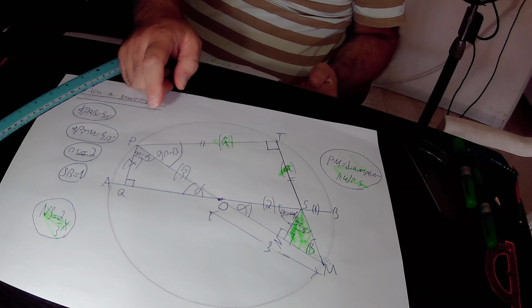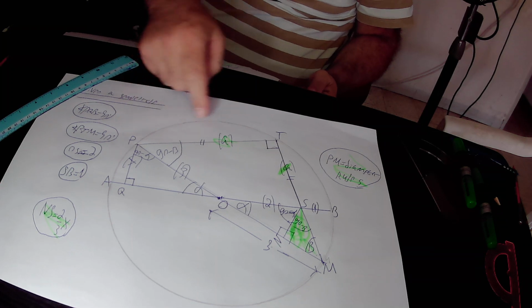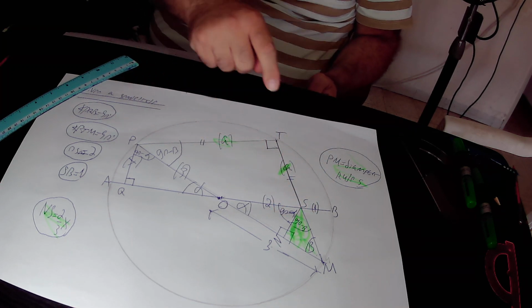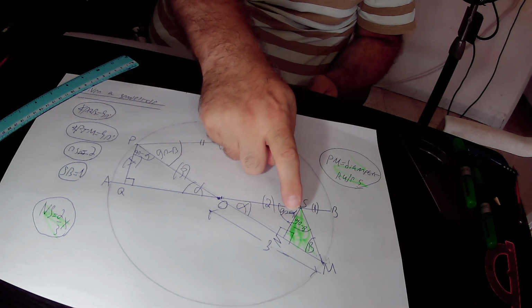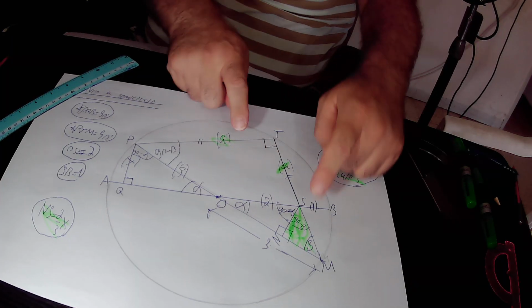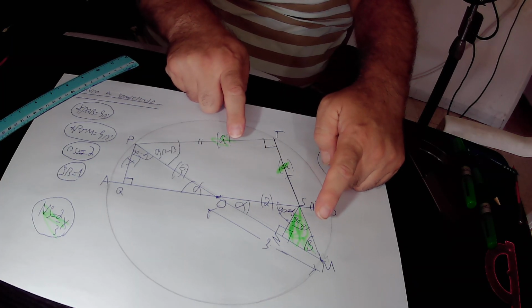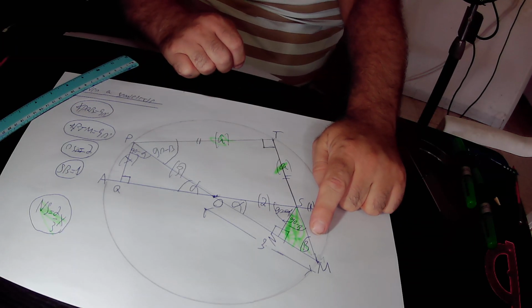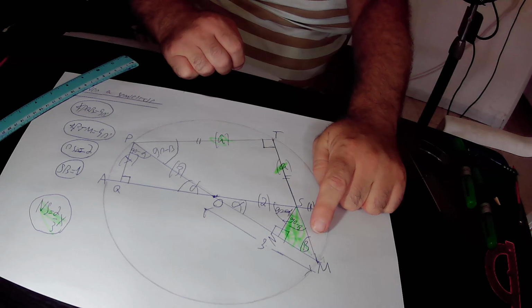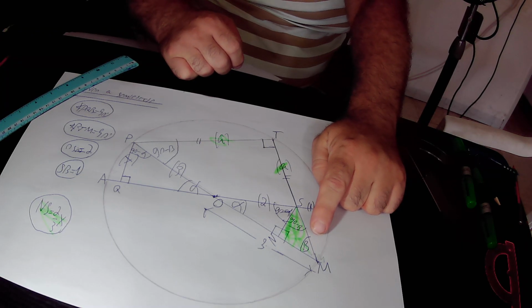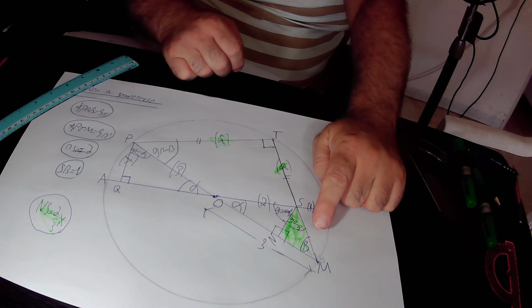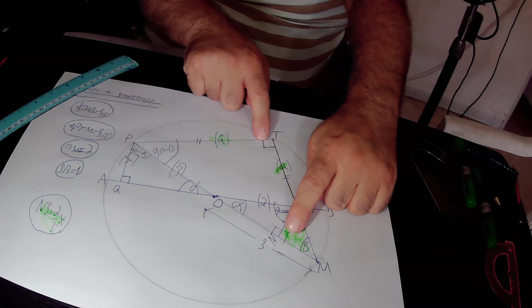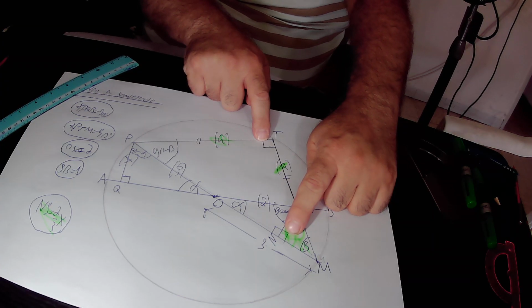In the next step we prove that the big right triangle PTM is similar to the small green right triangle SNM. So why are those two right triangles similar to each other? First of all, this is angle beta, a common angle that belongs to both triangles. So we can write down that angle beta equals itself, a common angle that belongs to both triangles. In addition, those two angles are both equal to 90 degrees, and therefore they are equal to each other.